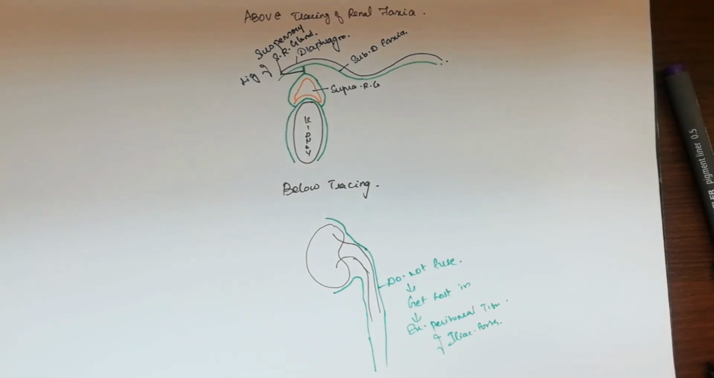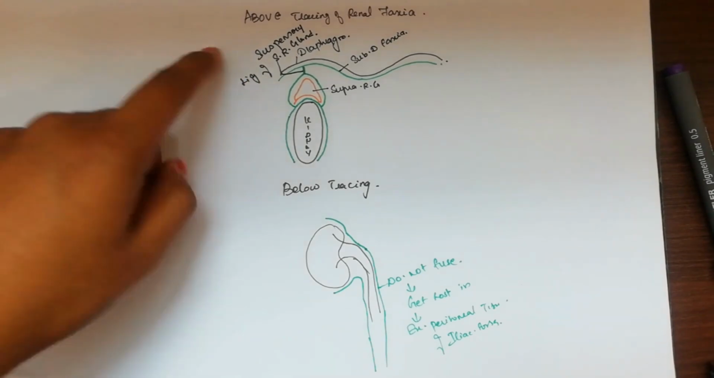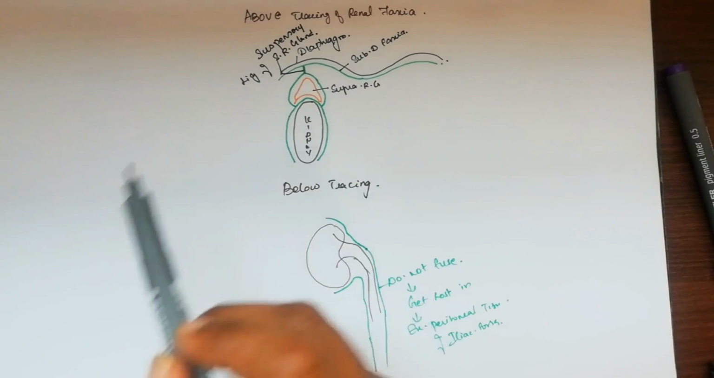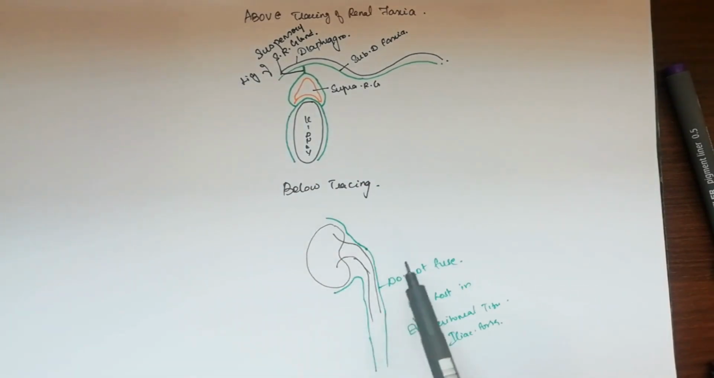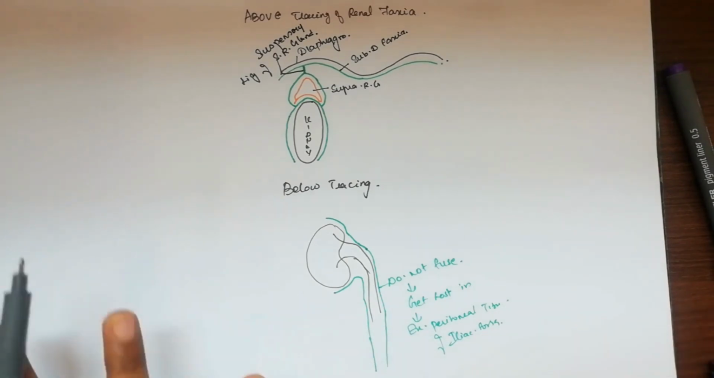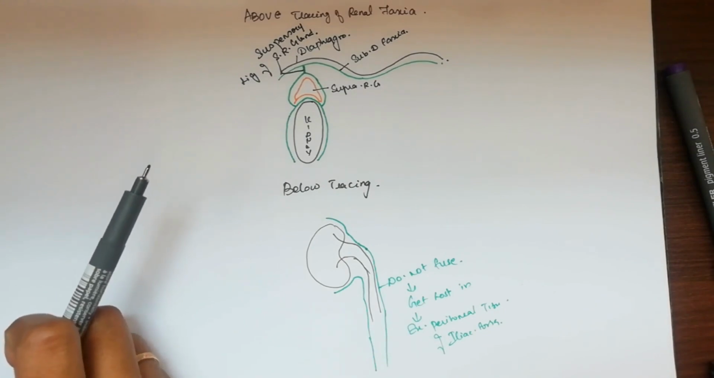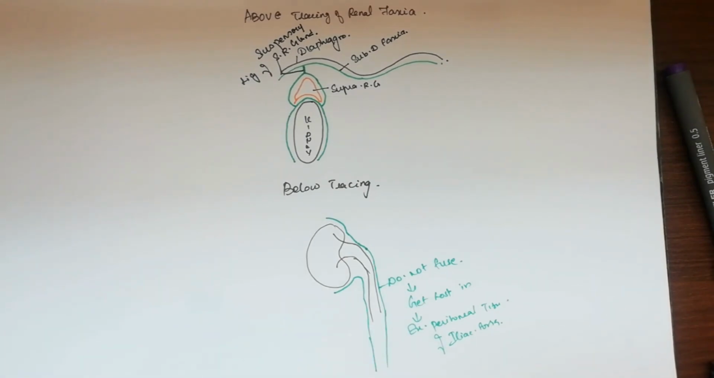Posteriorly it joins with the psoas fascia. In the lateral aspect it forms the fascia transversalis, and the upper part fuses with the diaphragm, forming the suspensory ligament of the suprarenal gland. In the lower part it does not fuse and gets lost in the iliac fossa. So these are the details of renal fascia we have to know. Now we will move on to the next layer, that is the fourth layer.